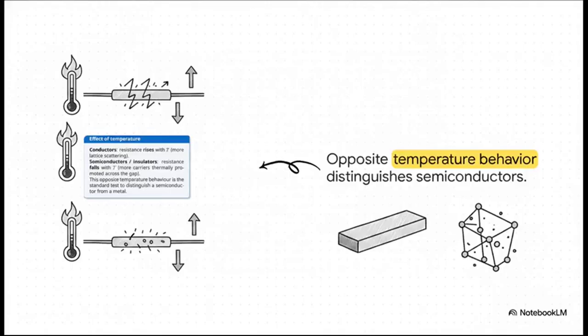And this leads us to a completely brilliant duality that is absolutely crucial to remember, especially for your exams. When you heat up a standard conductor, its resistance actually rises because the atoms vibrate more and scatter the electrons. But if you heat up a semiconductor, it actually lowers its resistance. It happens because that thermal energy promotes way more charge carriers across that small energy gap. This opposite temperature behavior is the gold standard test to distinguish a semiconductor from a regular metal.